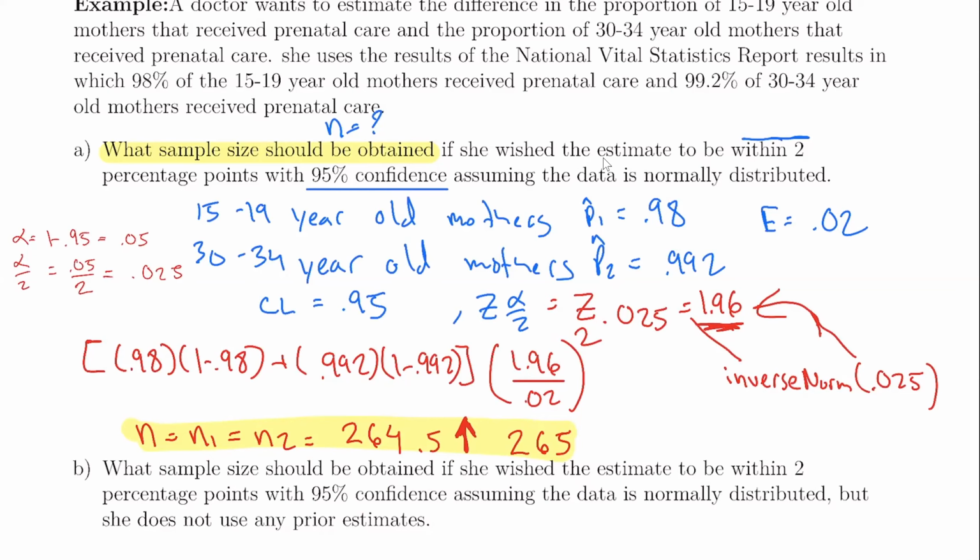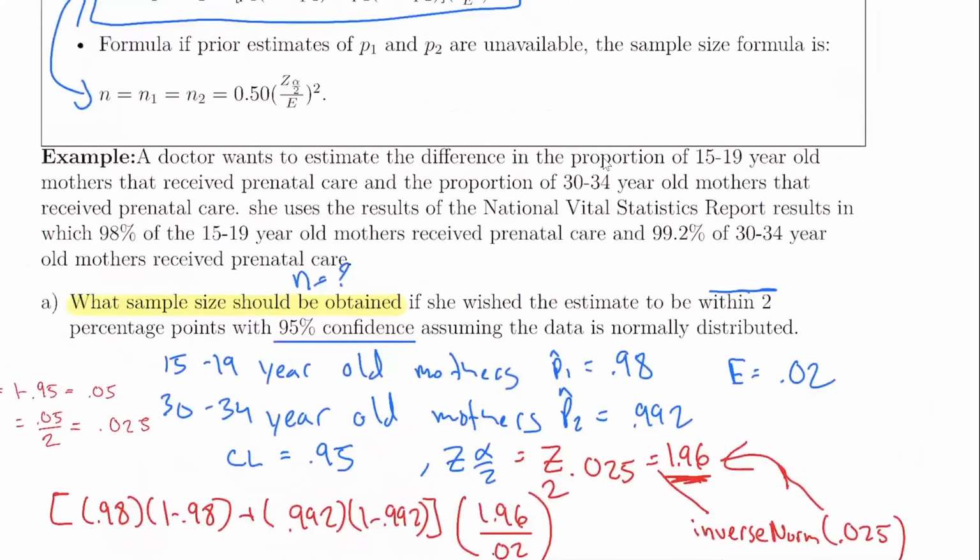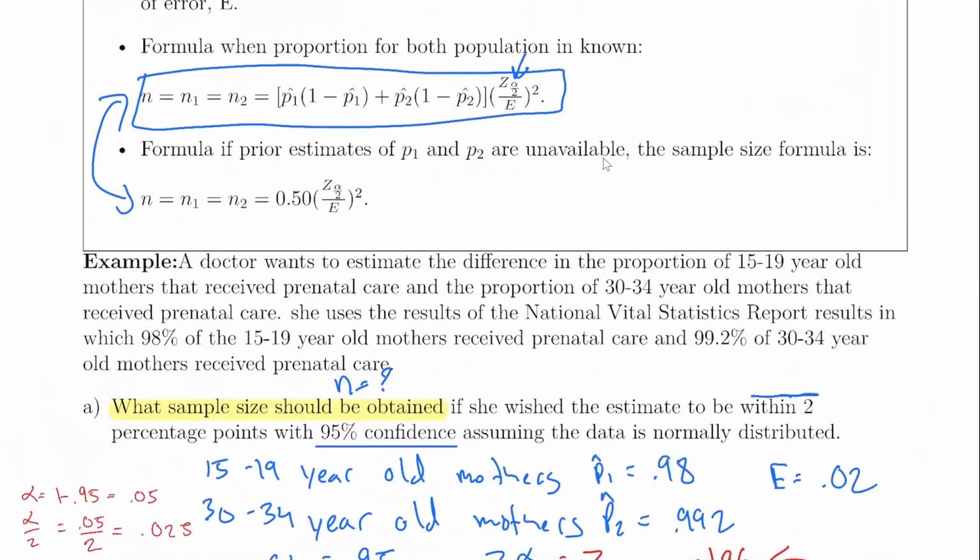All right, so let's do B. So for B, what sample size should be obtained if she wishes the estimate to be within 2 percentage points with a 95% confidence, assuming that the data is normally distributed, but she does not use any prior estimate. So in this case, she's not going to use the 0.98 or the 0.992. So we're not going to use that. We don't know that information. So since we don't know that information, instead of using the first formula, we're going to be using this formula over here.